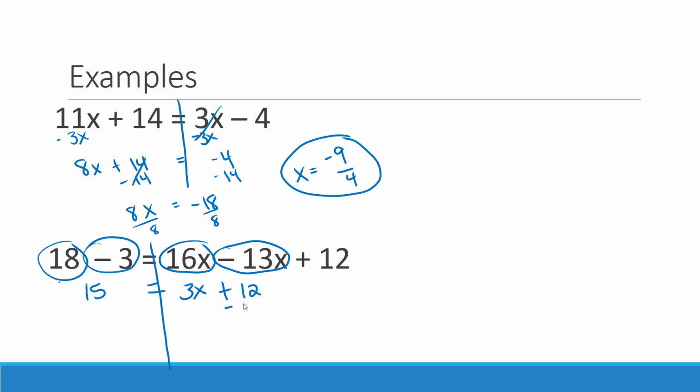I want to move this number to get rid of it, so I'm going to subtract 12. So 3 is equal to 3x. My last step is going to be to divide by 3 to get rid of it, and I get x is equal to 1.